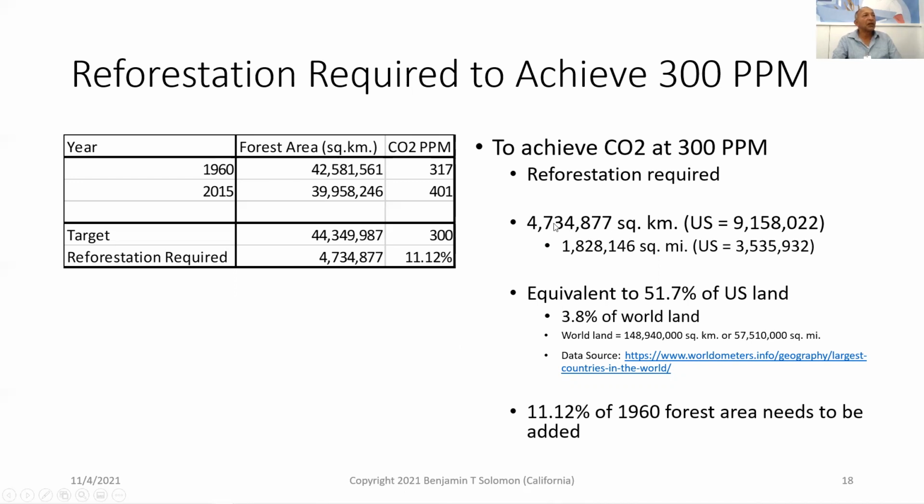So 4.7 million, to give you a visual understanding of what 4.7 million square kilometers of forest is. The US is about double that, 9.1. That's the land area of the US. So 4.7 million square kilometers is just a tad bit over half the size of the US, and it's about 3.8% of the size of the world. So that is the kind of reforestation we require to get our ppm level back to 300.